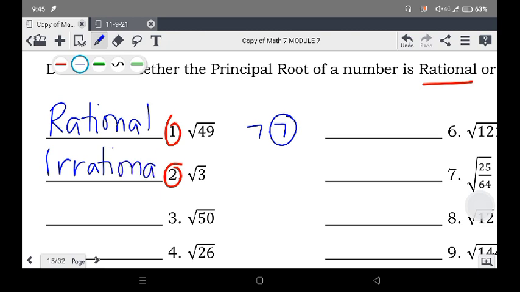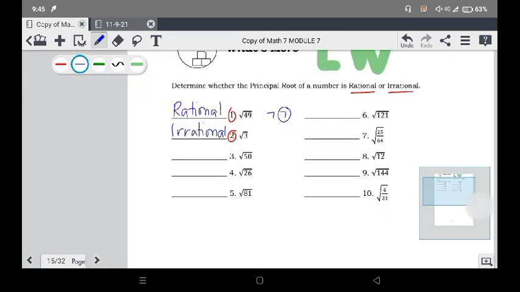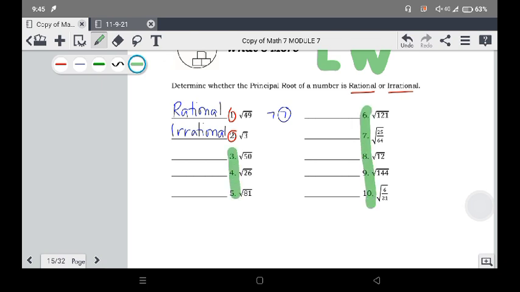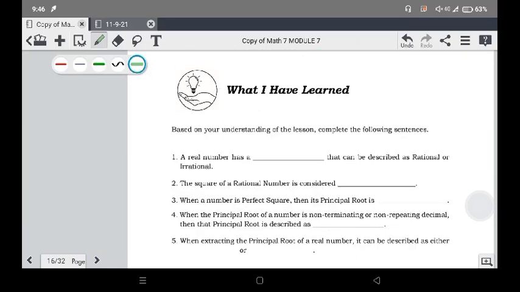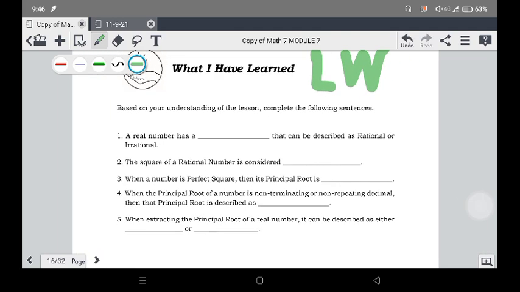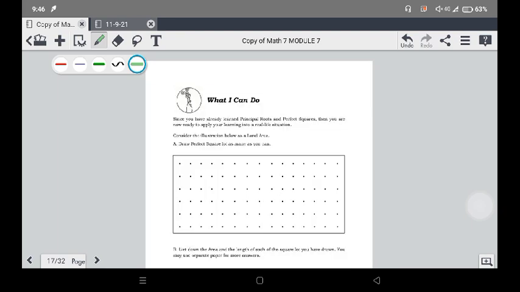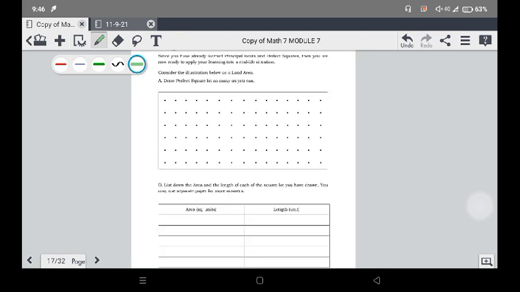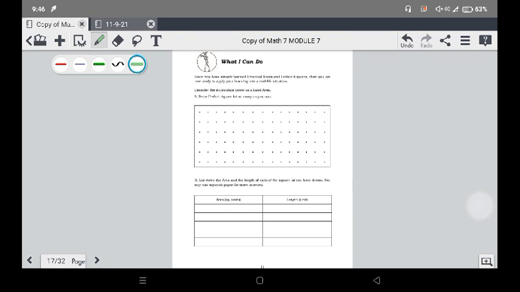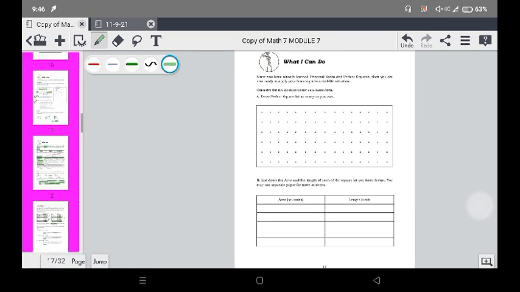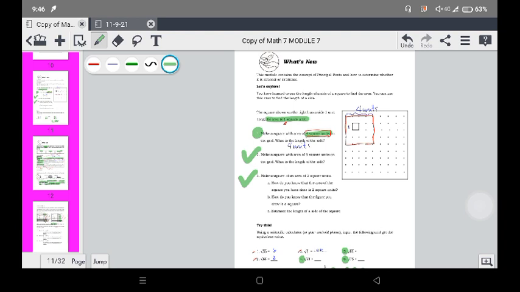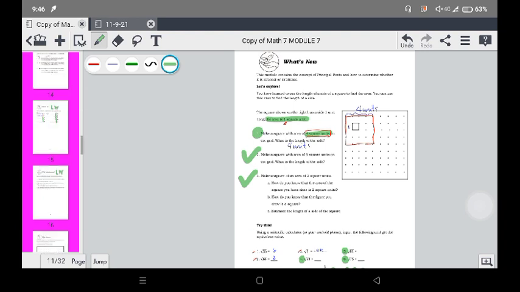Okay. So, you will do the rest until number 10. Okay. 3, 4, 5, 6, 7, 8, 9, 10. Okay? Okay, this one is also learner's work. This will determine what you have learned during our lesson. Okay. This one too is the same as the previous example we have in here. Okay, so I hope that you learned something from that example.